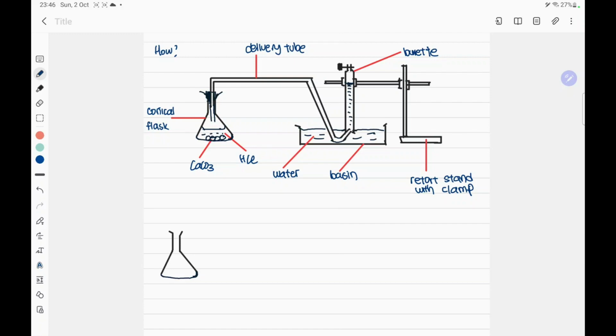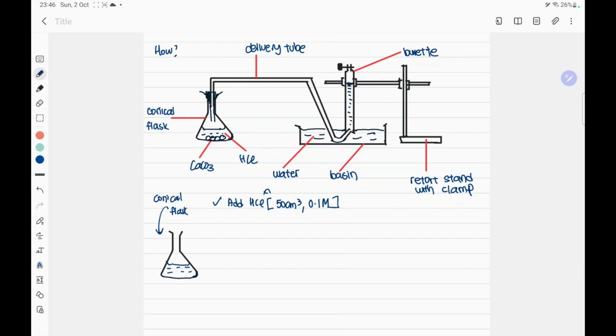First, you are going to add in the HCl. We are going to choose 50 cm³ of 0.1 mol dm⁻³ concentration for the HCl. This is a conical flask, and we are going to add the acid here, somewhere around here.